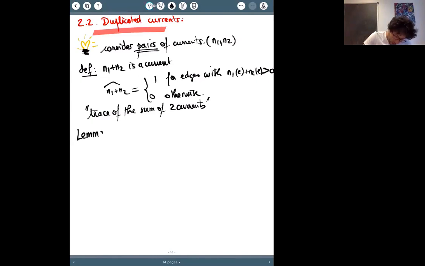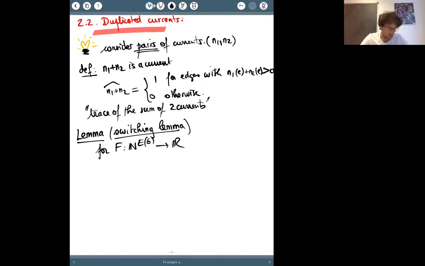Okay, and what is the main lemma that I want to prove? It's called the switching lemma. It's a little bit like our fundamental lemma, except you don't get a Fields Medal for it. And this lemma is saying the following: if you give yourself a function F from the currents into, say, R, then consider the sum over pairs of currents, the first current has sources A, the second current has sources B, of F of N1 plus N2, W beta of N1, W beta of N2. Okay, this is a sum. You will see we will be interested in such sums.